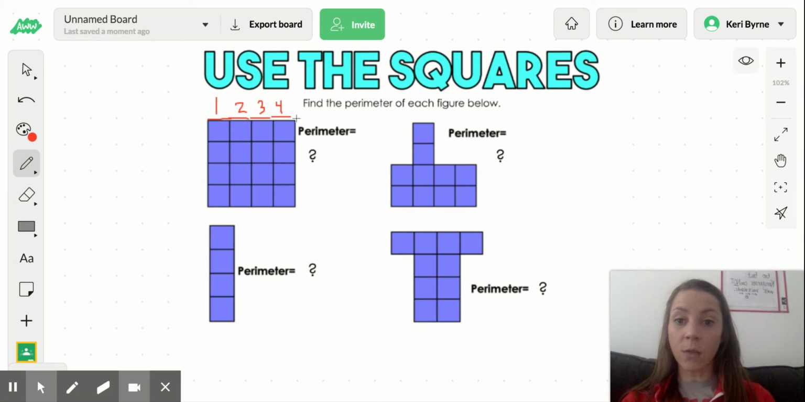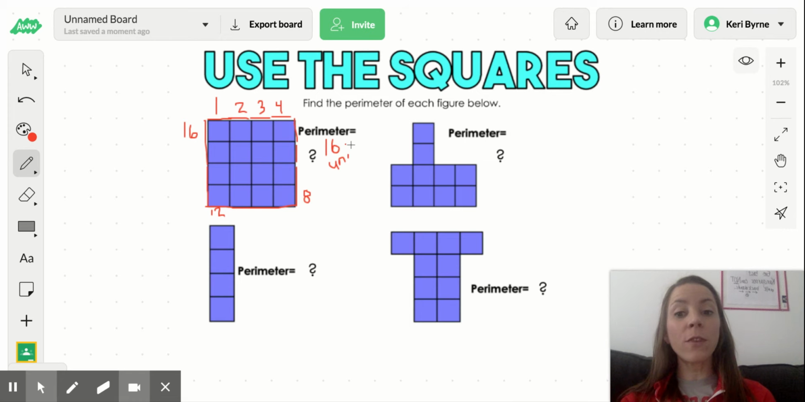4. Now you keep going and see what you get down the side. Did you get to 8? Okay, now try across the bottom. Did you get to 12? And then back up. Did you get to 16? Okay, so this one's perimeter is 16 units.